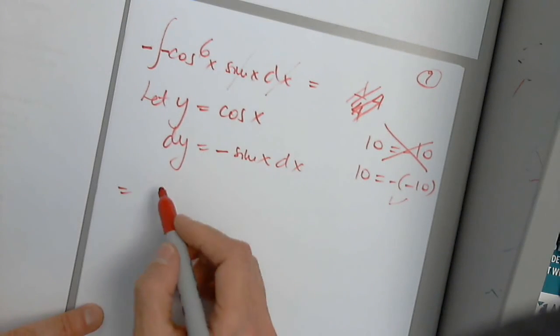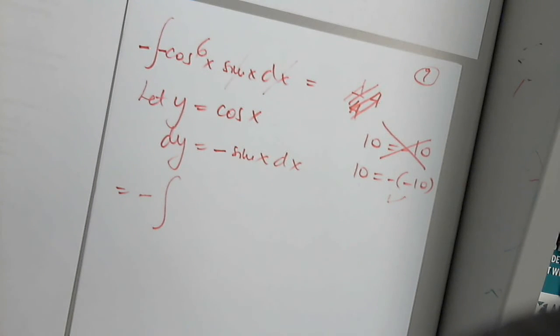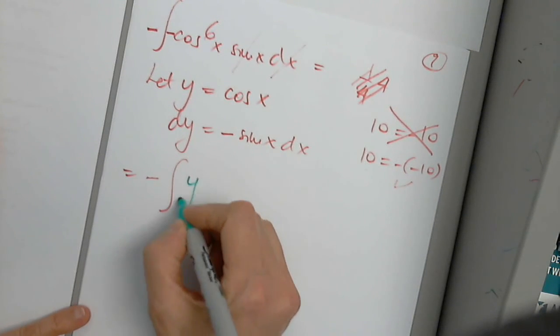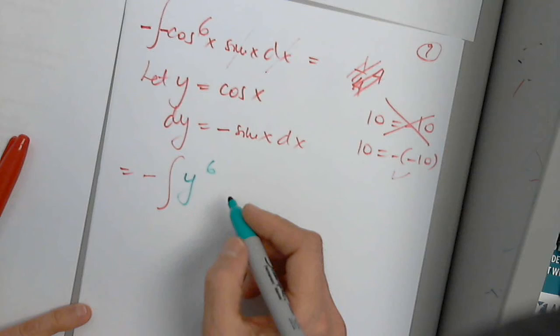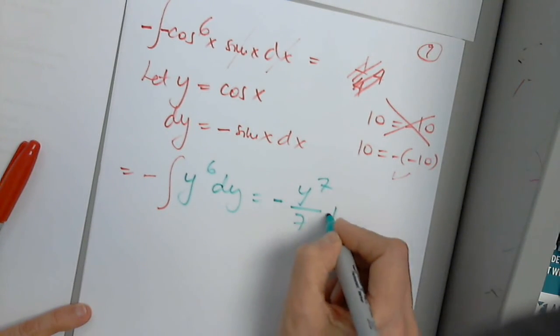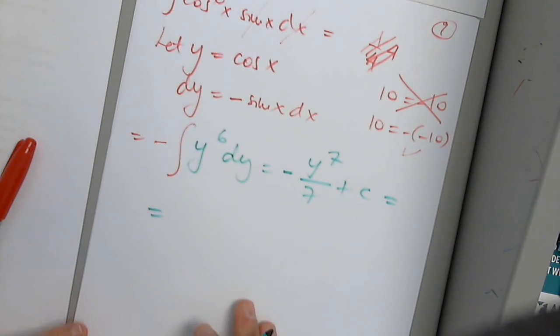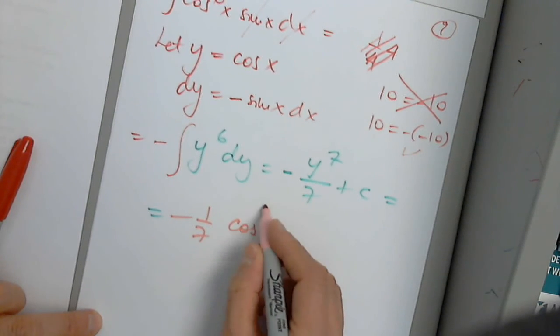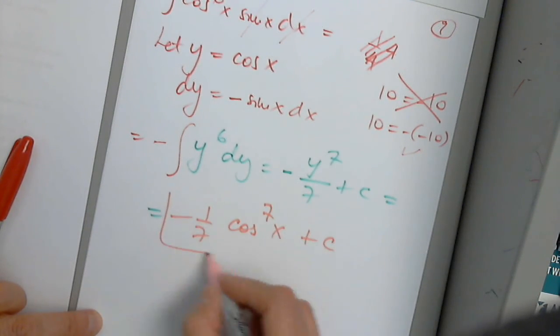Okay, very good. So can anyone dictate the new integral, please? Yes? Yes, negative y to the sixth. Excellent. So it's negative y to the 7th over 7 plus a constant c. This is an indefinite integral. I have to go back to the given variable, which is x. Negative 1 over 7 and then cosine to the 7th x plus a constant c.